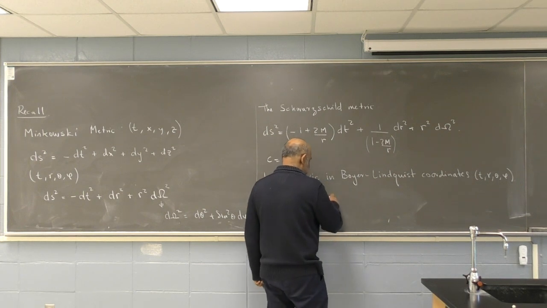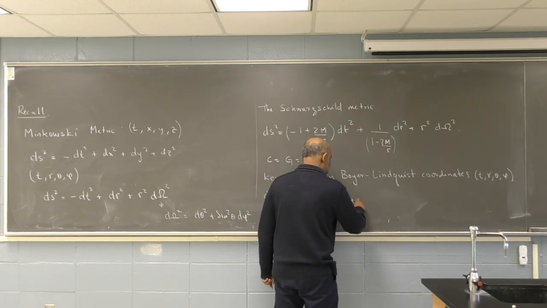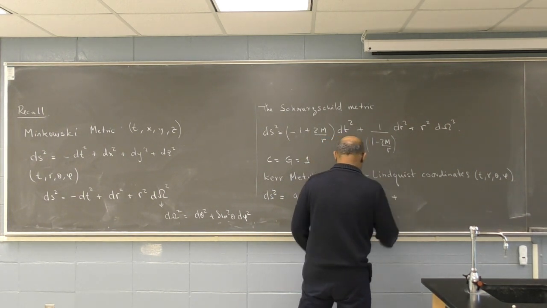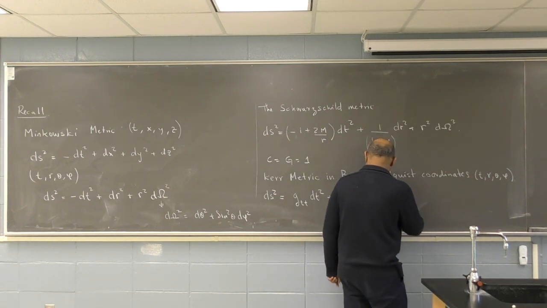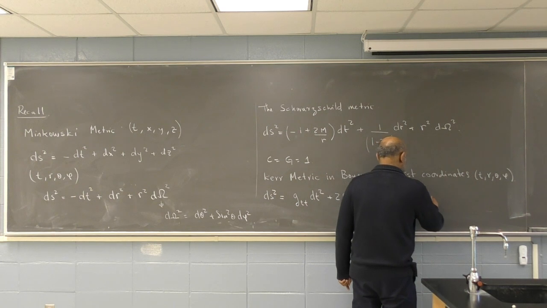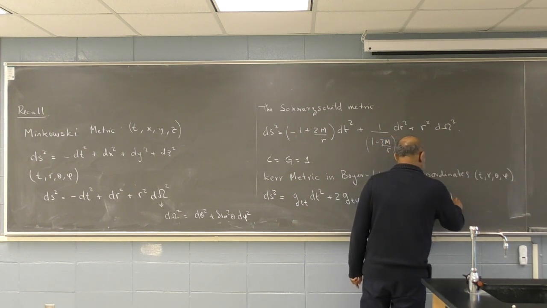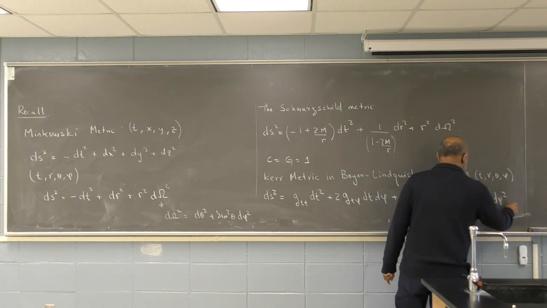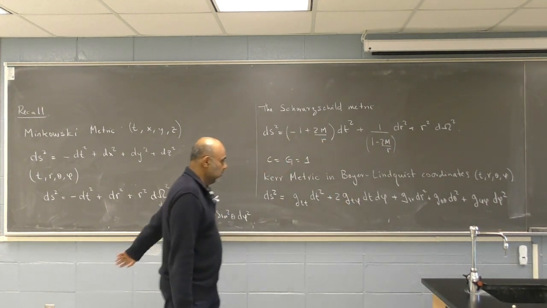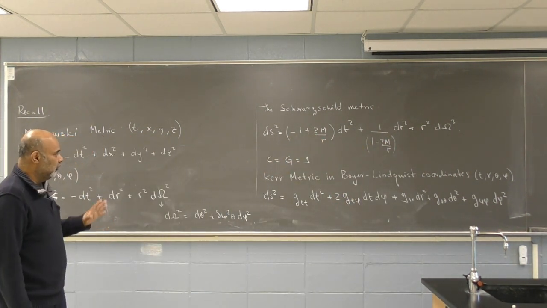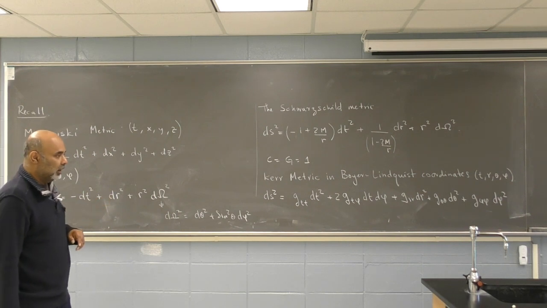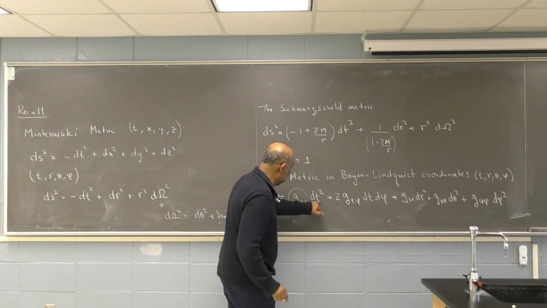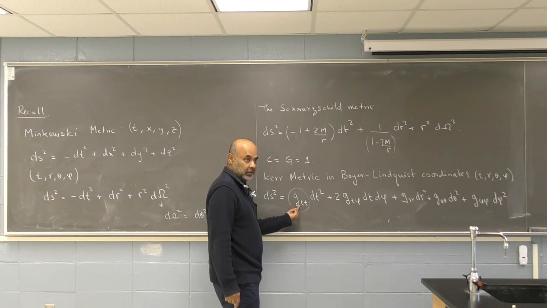And then there is a 2 g t phi dt d phi plus g rr dr squared plus g theta theta d theta squared plus g phi phi d phi squared. Really, I haven't told you anything. I've just written something very, very general. But a few expectations and perhaps clarification of notation. We would expect this, at least where time is time-like, to be negative, and you'll see that feature.